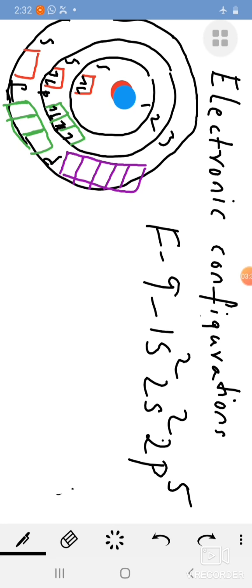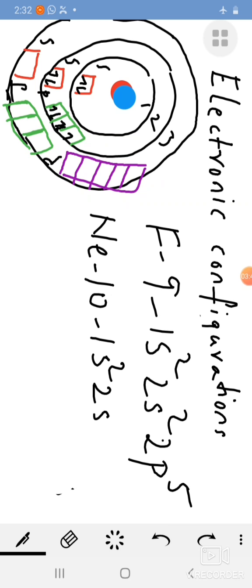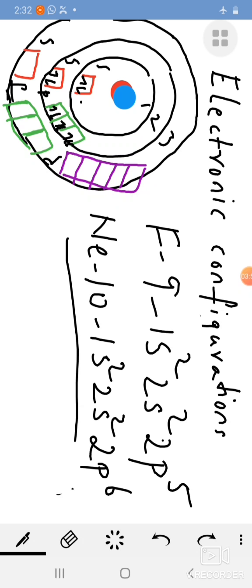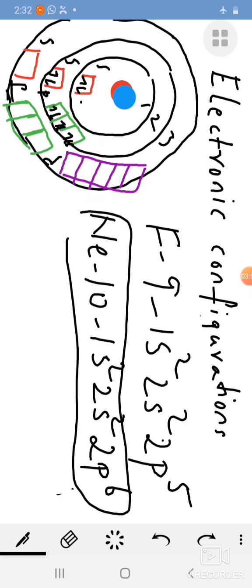After fluorine, the next element is neon. Its atomic number is 10 and its electronic configuration is 1s2 2s2 2p6. Here the sixth electron is filled like this. This is the stable electronic configuration.